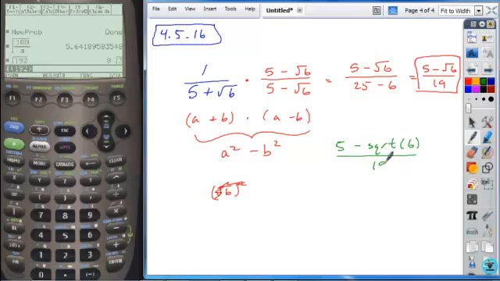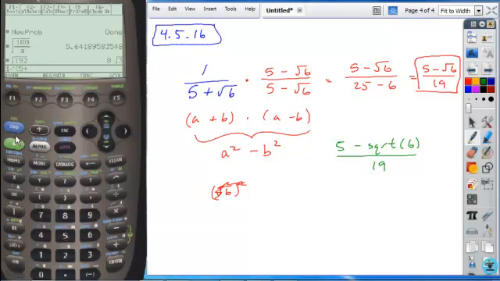So if you are entering this online, again, it would be 5 minus SQRT 6 all over 19. Now let's say you're using your calculator to solve it, just to be a lot more efficient in your calculation. When you type this in, what you need to remember is 1 divided by, you need to put your entire denominator inside grouping symbols because it's multiple terms.